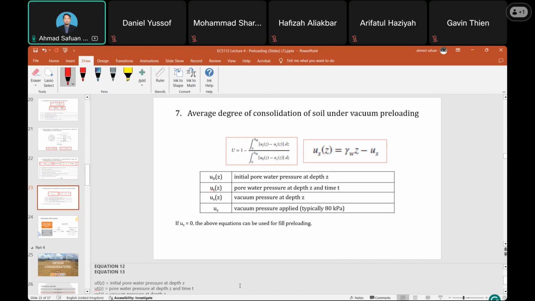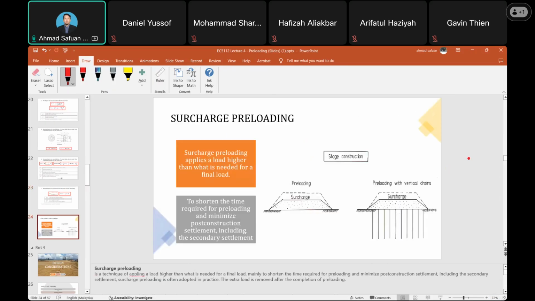So that means for the field preload, we do not have a UR as well. We only have a UV. So that is for the basic equations. Later on we go for a very detailed example. Now, surcharge preloading.